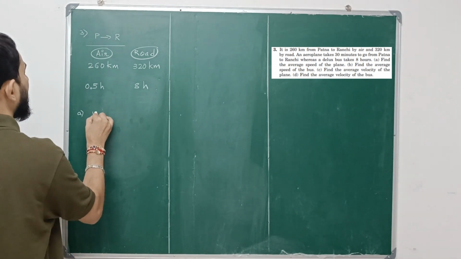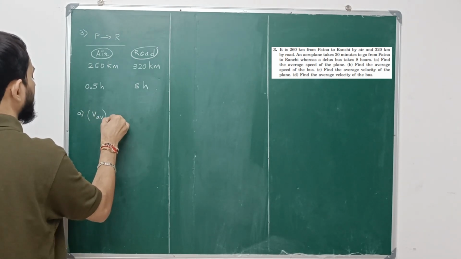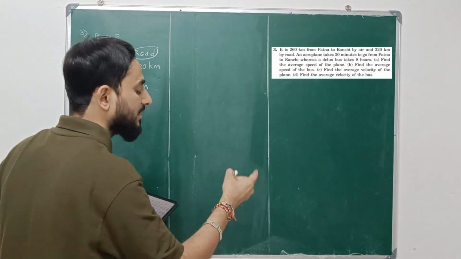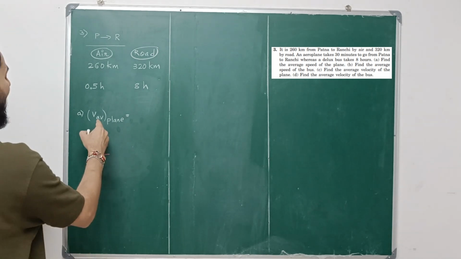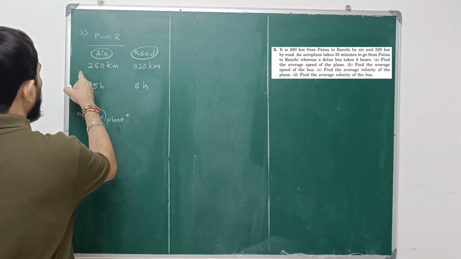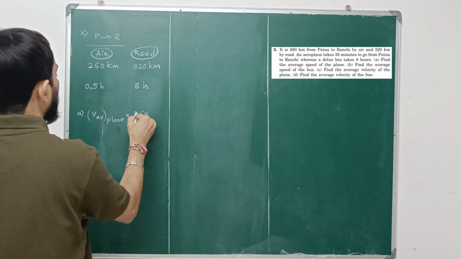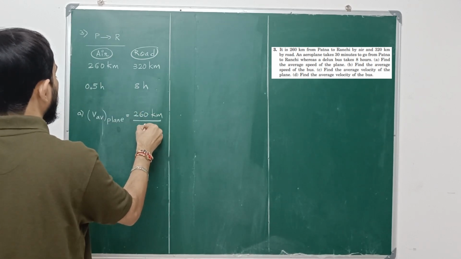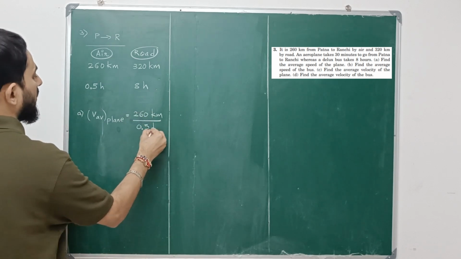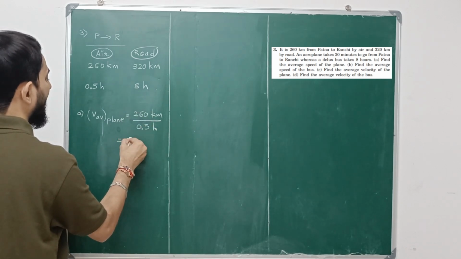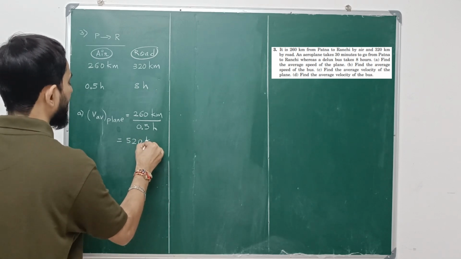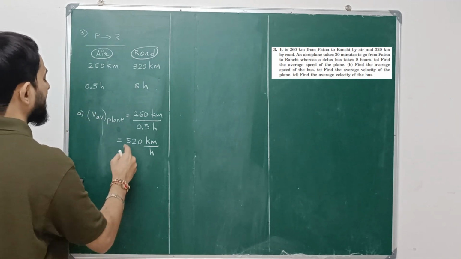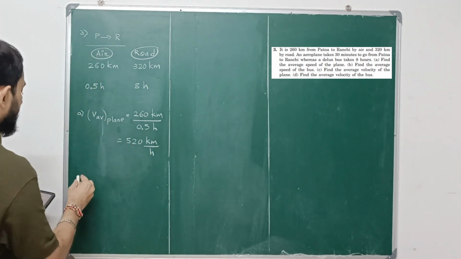Students, can I say V average for the plane? How to calculate average speed, students? Total distance upon total time. So average speed of the plane will be total distance covered, 260 kilometer, divided by total time taken, 0.5 hour. Students, this will be 520 kilometer per hour. Straightforward. So average speed of the plane is 520 kilometer per hour. Task B.